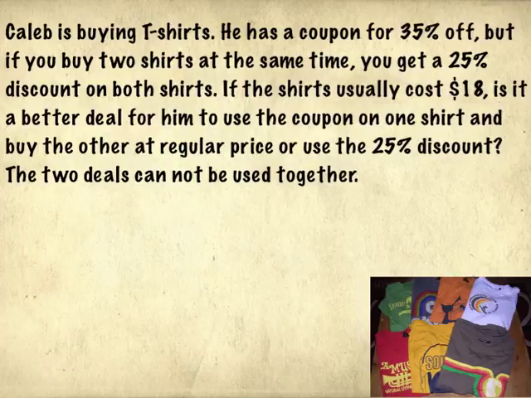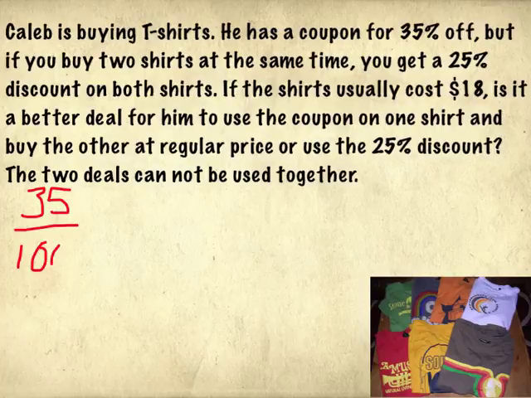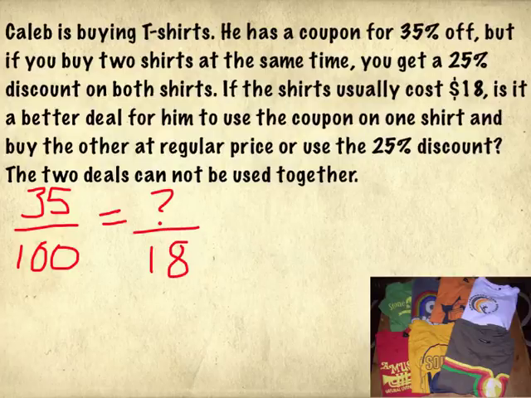So first of all, let's figure out what he would get. He has 35% off one shirt. So I need to find out what 35% of 18 is going to equal. So remember that when I'm saying 35% of 18, what I want is a ratio out of 100. So that means that 35 out of 100 equals question mark out of 18. I'm going to do my cross multiplication.